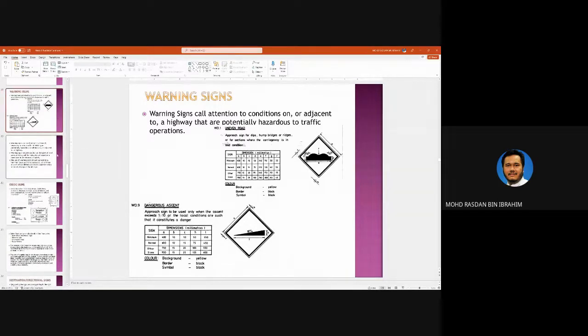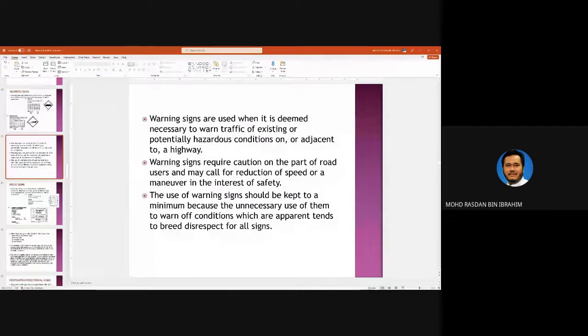Warning signs are used when it is deemed necessary to warn traffic of any hazardous conditions on the road. It requires caution, may call for reduction of speed, or maneuver in the interest of safety. So this is where you warn the road users to slow down. Like I mentioned in Kajang, where the super elevation of the road is terribly wrong, it causes accidents and people are dying because of that mistake.